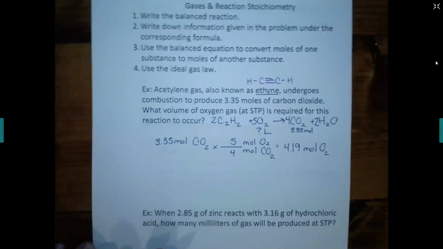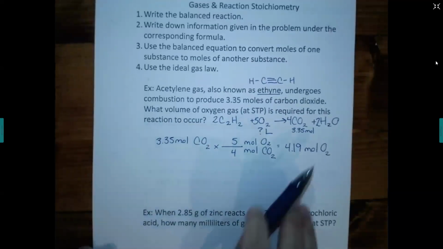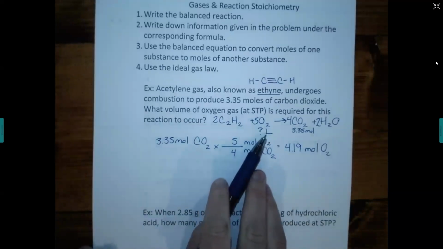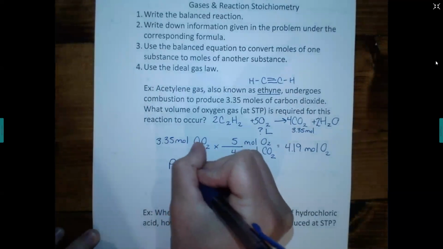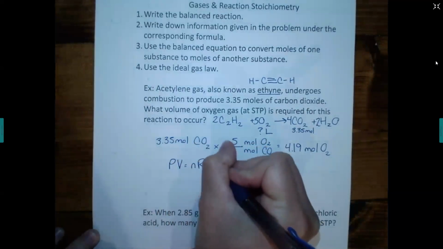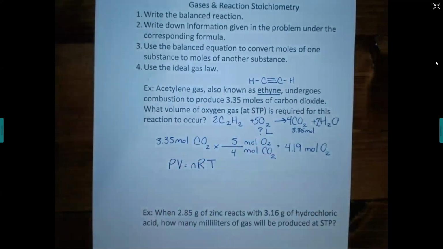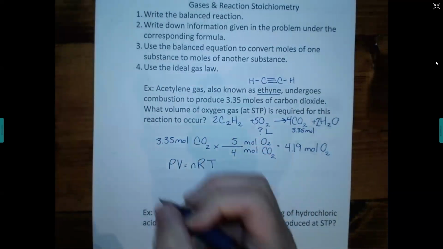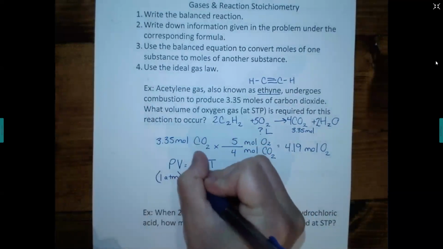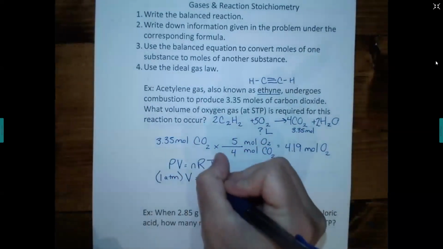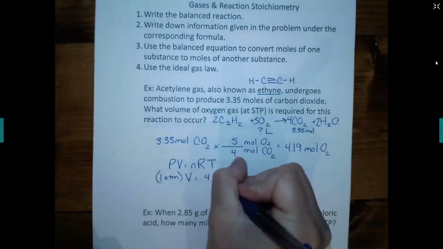All right. So now what I have is moles of oxygen. I want it to be in liters. So this is where you need to use ideal gas law. So that's PV equals nRT. So for our pressure, it's standard temperature and pressure. So that's 1 atmosphere. We don't know the volume. Our moles, we just solved for 4.19 moles.